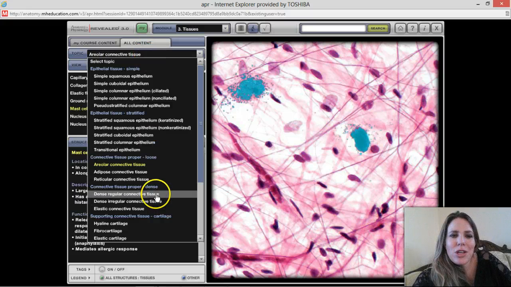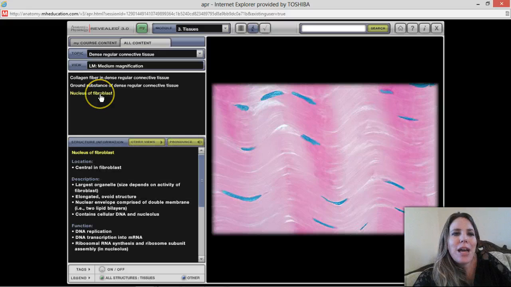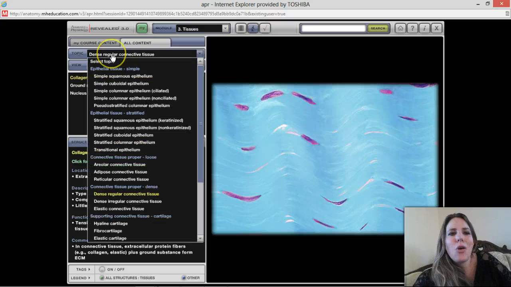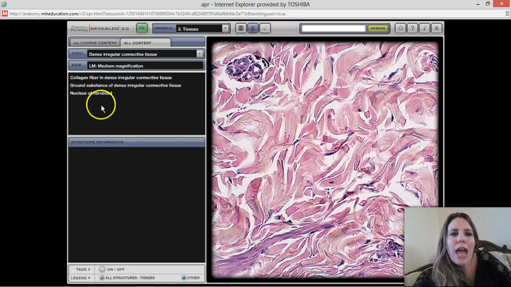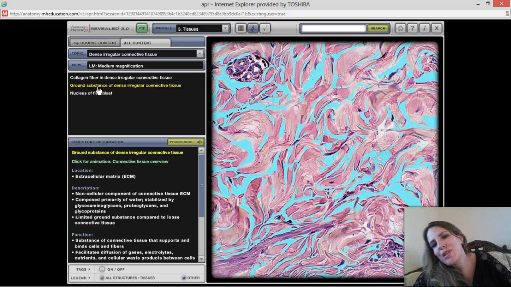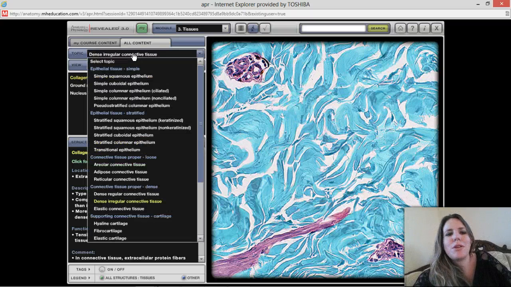And let's just take a look at dense regular connective tissue. So this would be of a tendon. Again, there's your fibroblasts, very little ground substance, and lots of collagen fibers, all regular. Here's your dense irregular. Okay, it's haphazard, all over the place. Very few fibroblasts. They're all scattered. More ground substance than you see in the dense regular, and lots of crazy looking collagen fibers there.